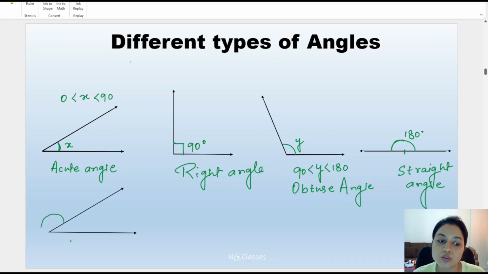Now the next one is the reflex angle. If we are having this total angle as Z, then this value of Z must be greater than 180 degree and it will be less than 360 degree. And the name of this angle is reflex angle.